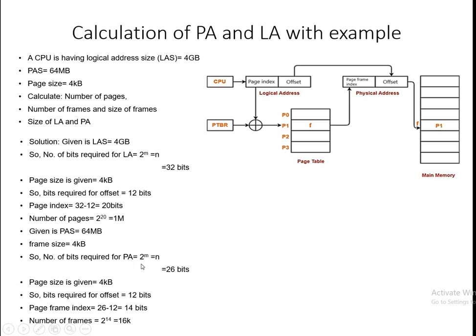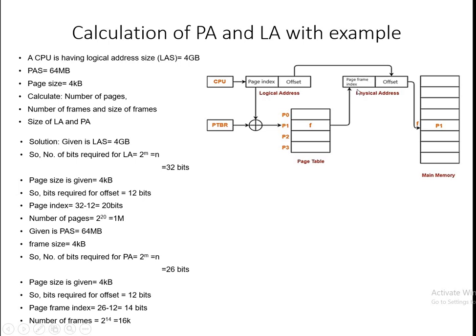For 64 MB, 26 bits are required, using the same formula. So 26 bits are reserved for the physical address. As we know the page size was 12 bits, similarly the frame size will also be 12 bits. So 12 bits will be reserved for the offset, and the rest of the bits will be used for the page frame index.